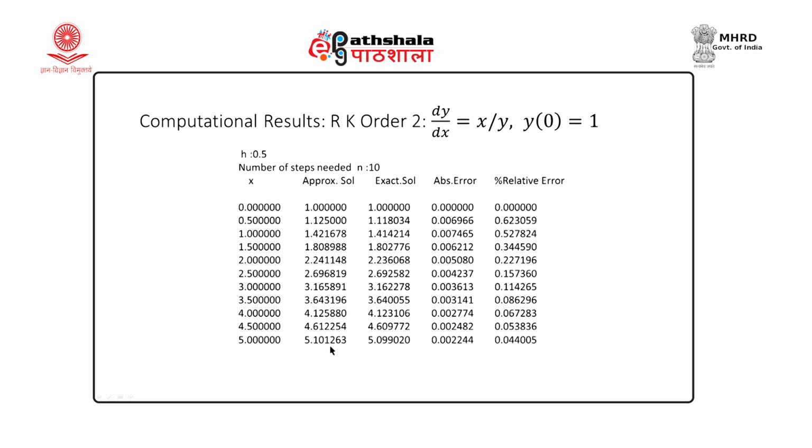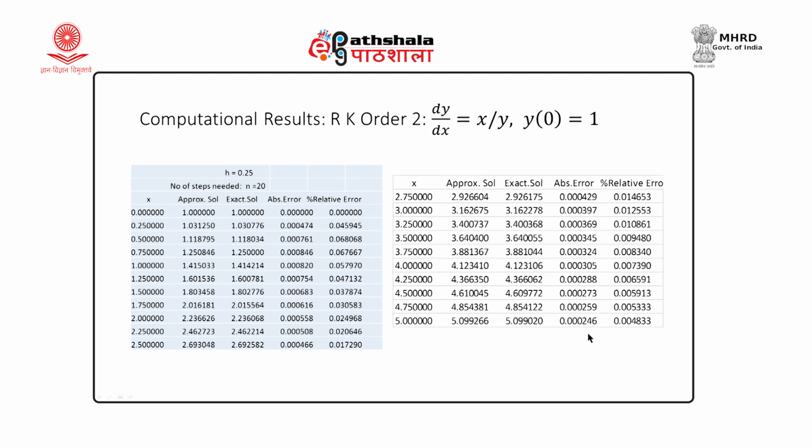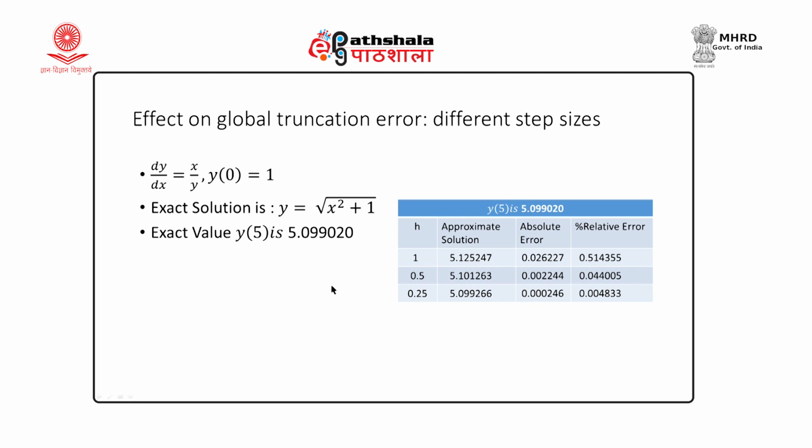If you reduce the step size from 1 to 0.5, the approximate solution is 5.101263, and the error is 0.0022. It has become correct to 2 decimal places, and the percent relative error has come down to 0.044005. With one more step, h equal to 0.25, we get 5.099266 against the exact 5.099020, so up to 3 decimal places the answer is correct, with an error of 0.000246 and a percent relative error of 0.004833. This is the comparative chart again: h equal to 1 gives less than half a percent relative error, 0.5 less than 0.04%, and 0.25 less than 0.004%.